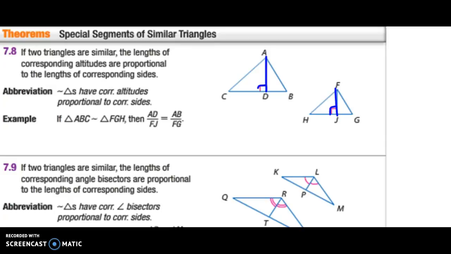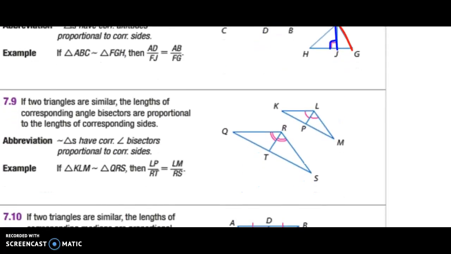So essentially, it's saying that AB over FJ is the same as AB over FG. So blue over blue is the same as red over red in this example right here.